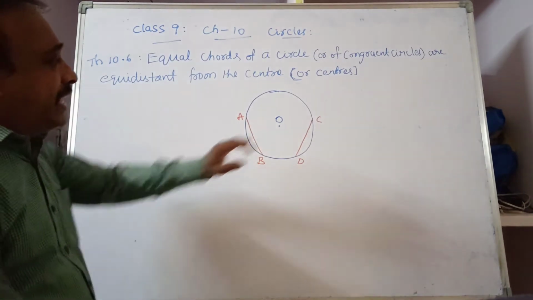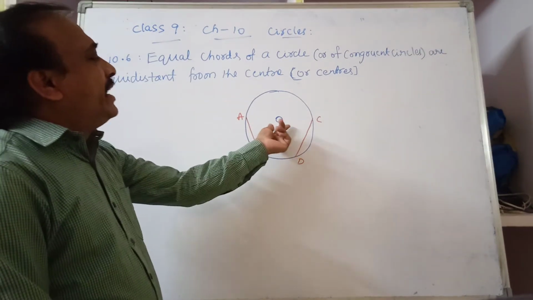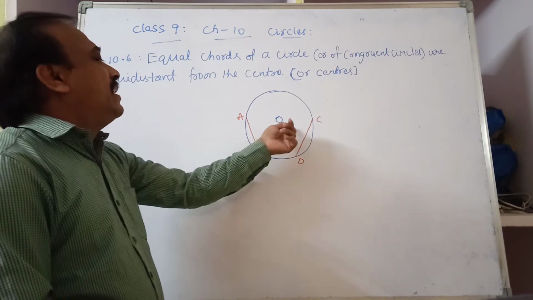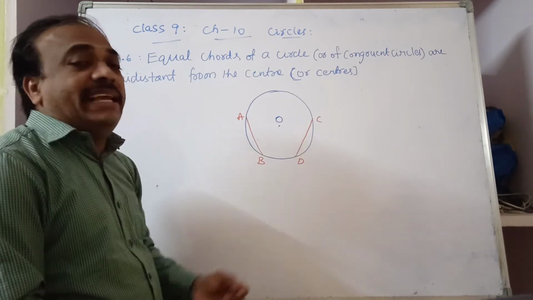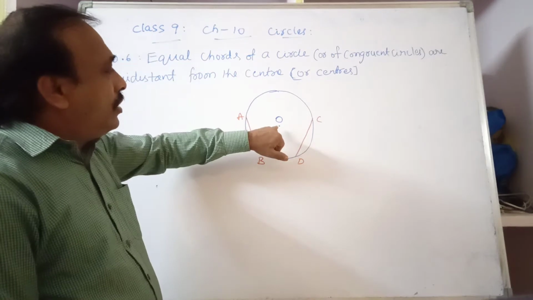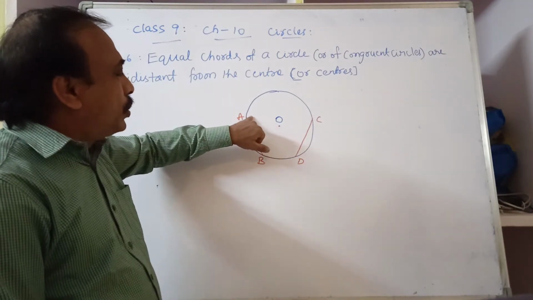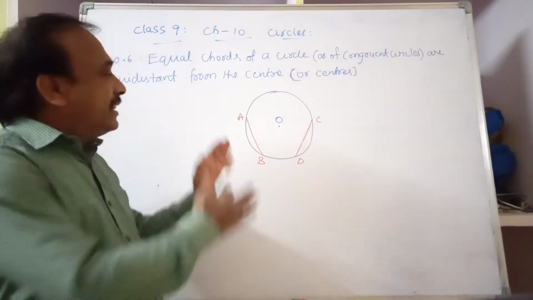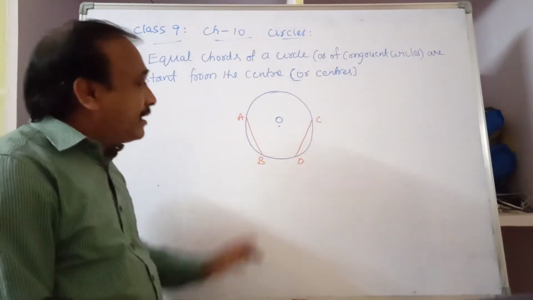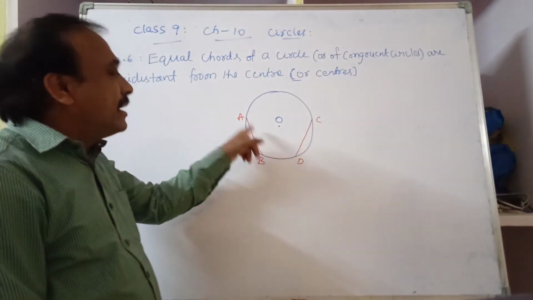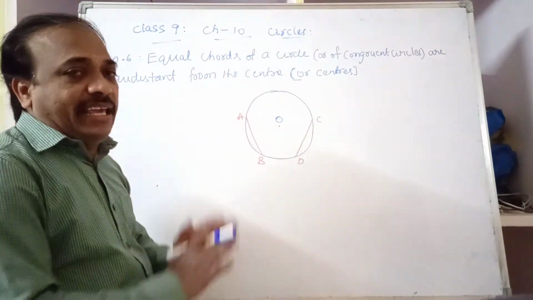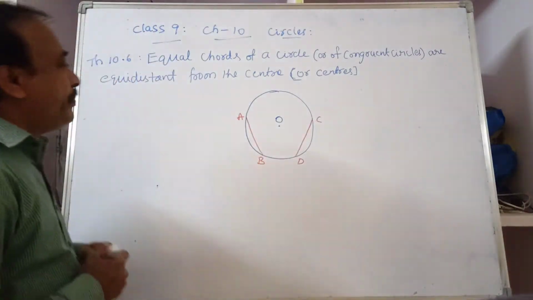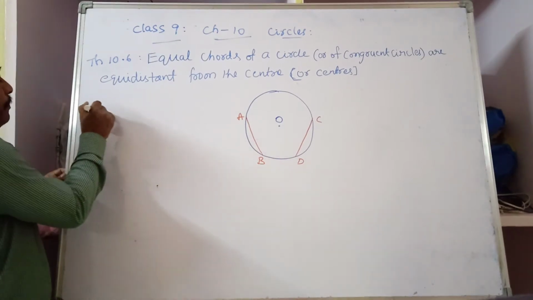Now we have to prove that they both are at equal distance. From here to here the distance and from here to here the distance is the same. Anyhow, we know the chord endpoints, from O to A, O to B, O to C, O to D, they are radii. The endpoints are at equal distance, but from the center to the chords, they are equidistant. That you have to prove.